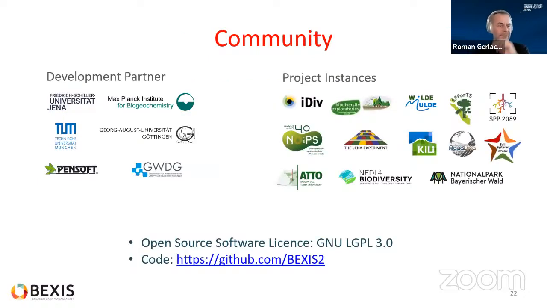Taking a look at the community, we have some development partners in the past that are listed here. The current developer base is largely within the University of Jena. Most developers that we have are located there. And here on the right side, you see some of the project instances that use the system. You can see most of them, or many of them, are DFG funded priority programs or CRCs. But there were also some other BMBF funded projects that use the software.